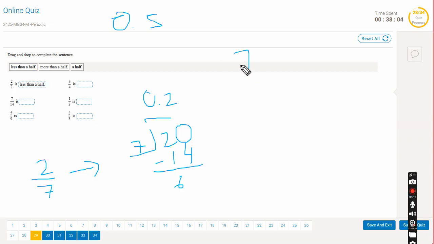7 over 14, if you simplify it, you can simplify it here. So you'll be dividing by 7, and 14 is also a multiple of 7, so you'll be getting 1 over 2, a half.